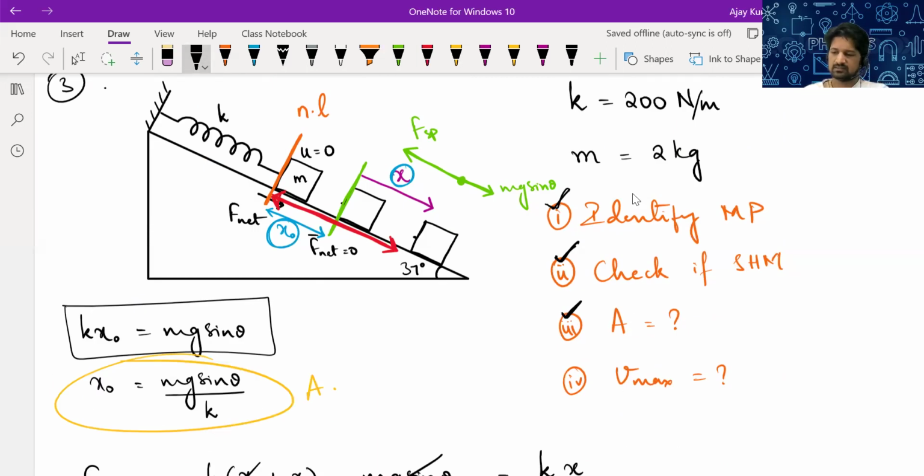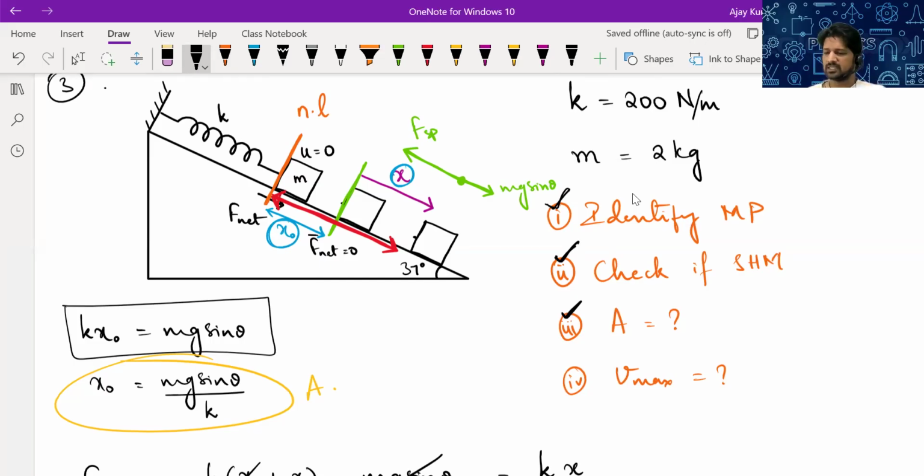Okay. Understand this. Amplitude, by definition, is the maximum distance moved away from mean position. So it automatically becomes the distance between mean position and the extreme position. Now at extreme position, the particle is at rest. Here, the initial position itself was where the object was at rest. From there, it started moving. So that initial position becomes the extreme position. And you know where the mean position is. Mean to extreme is the amplitude.